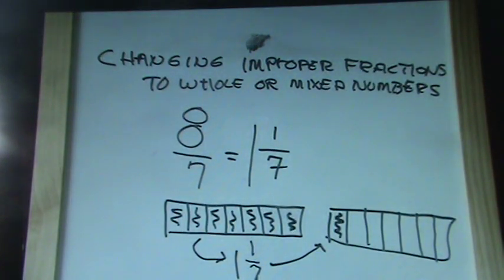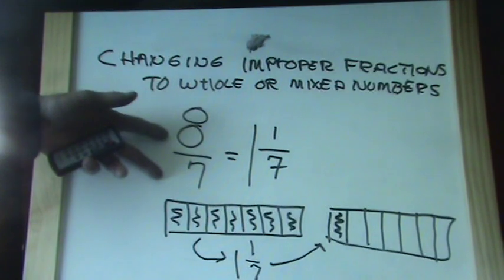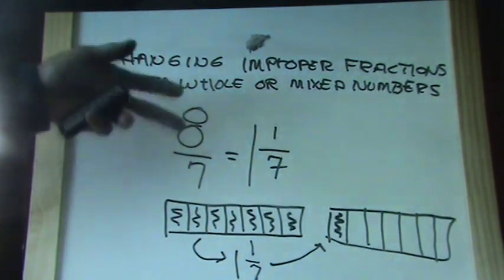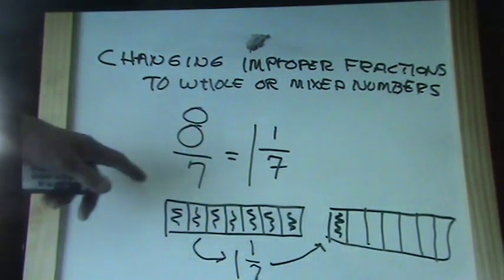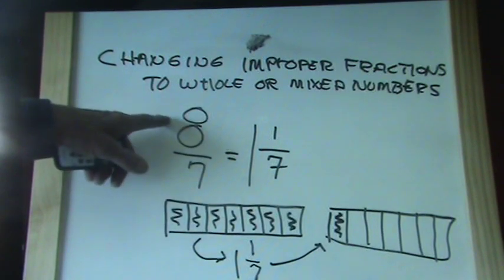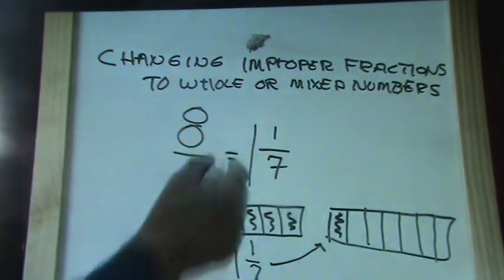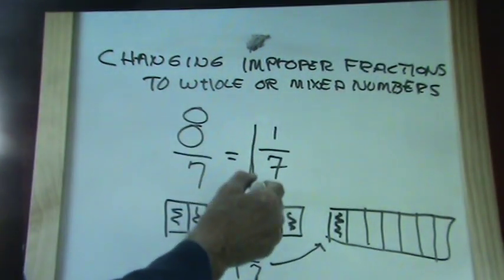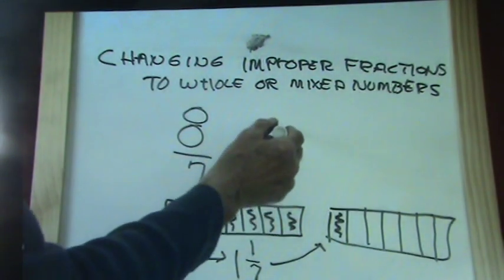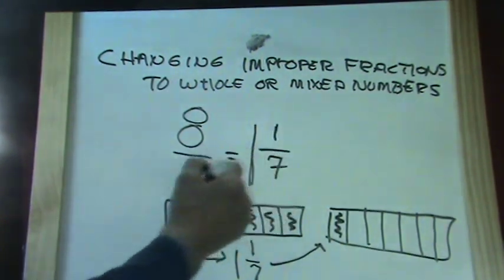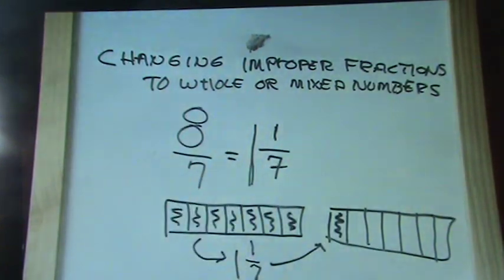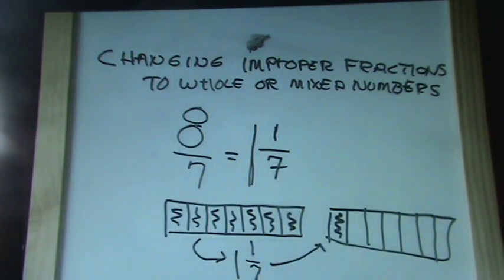So again, if I have an improper fraction and I have to change it to either a mixed number or a whole number, I divide the bottom into the top. 7 goes into 8 one time. If there's a remainder, that becomes the numerator, and I use the same denominator. Let's take a look at a few more examples.